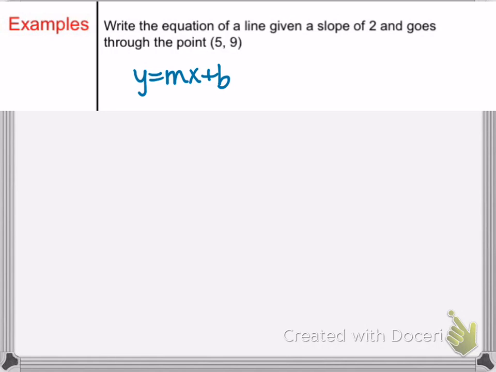If I look at the information in this problem, I know my slope. The slope is 2. So that's what I'm going to plug in for m in our equation. That's always where your slope goes, the number that's with x. And then I know that I have a point (5, 9) that's on my line.